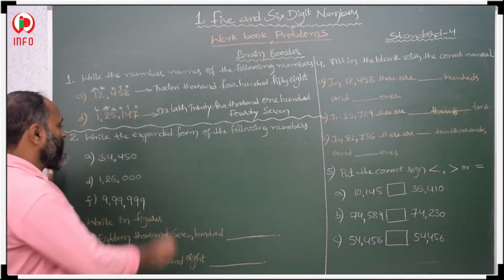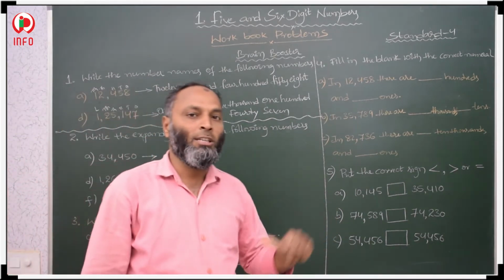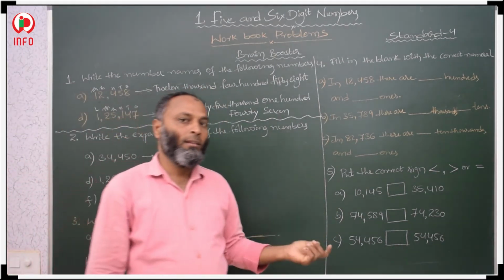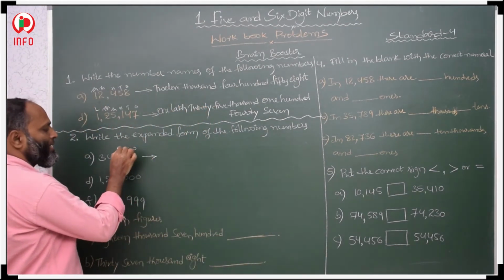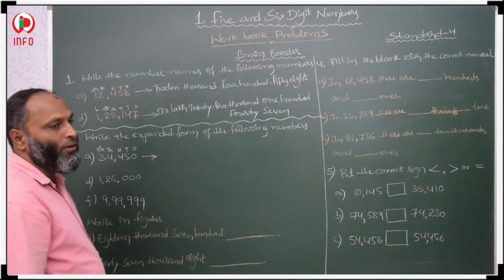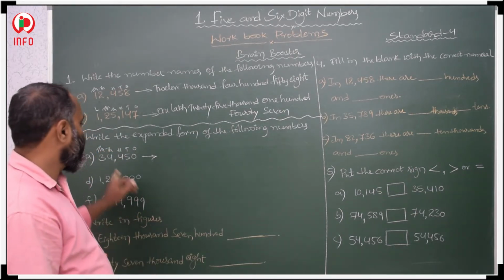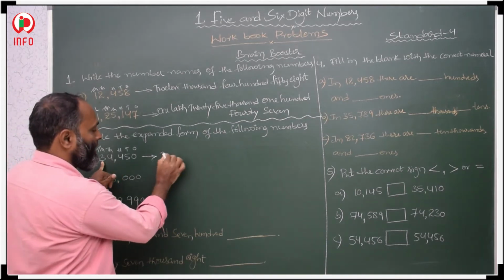Next, second question: write the following numbers in expanded form. How to write in expanded form? Standard form and expanded form we discussed in previous sums. See here, this is in the ones place, tens place, hundreds place. This is the thousands place. This is the 10,000s place. 3 is in the 10,000s place, so that is why 30,000.